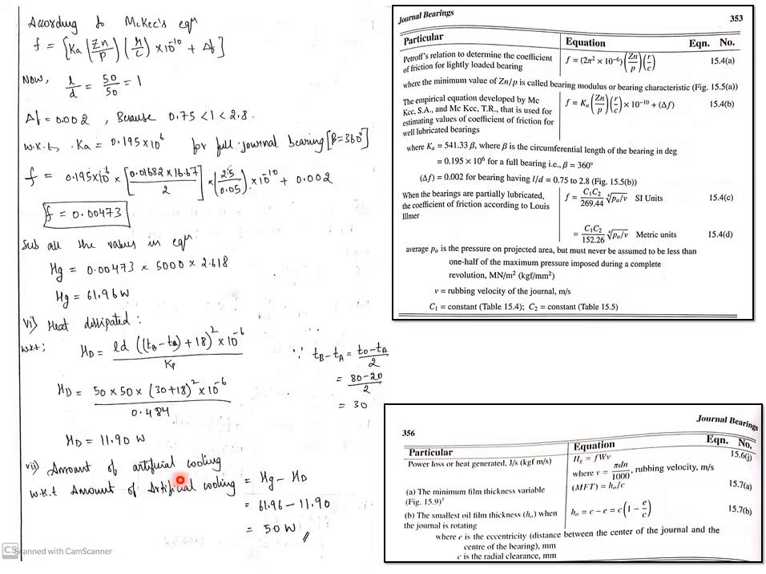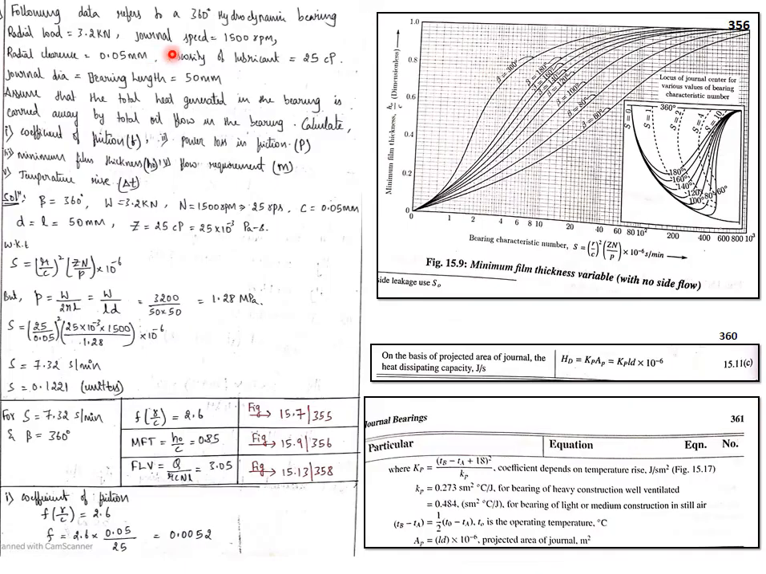Since amount of artificial cooling. What does artificial cooling mean? The bearing will be running at higher RPM, so heat will be generated, and some heat is dissipated. If the heat generated is more than the heat dissipated, then you need artificial cooling. Since heat generated is more than heat dissipation, this much amount of heat we need to extract from the bearing. Okay guys, so next problem.